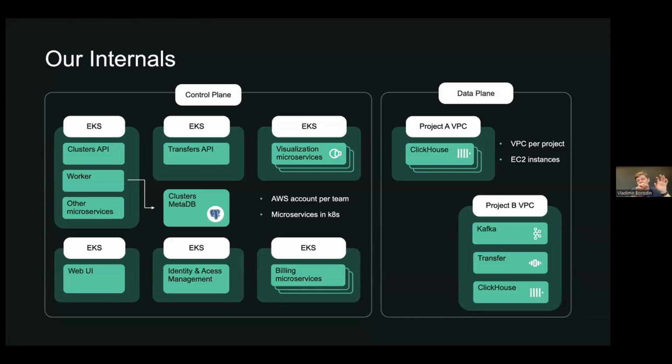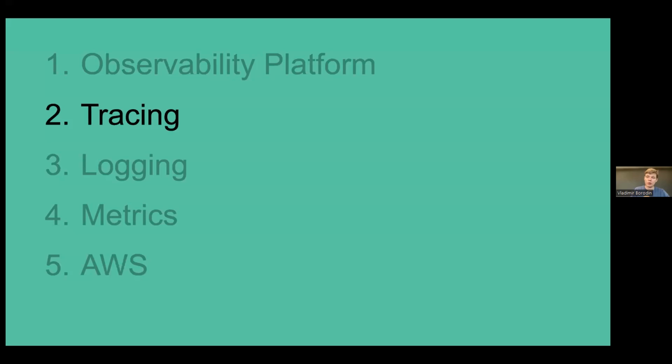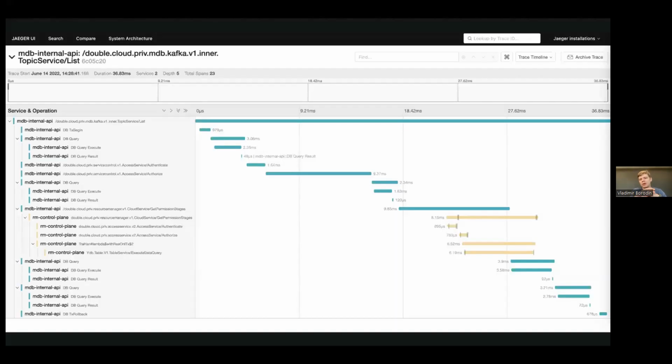These ClickHouse hosts actually are deployed into separate EC2 instances in separate VPCs. So these details would be important later in my talk. So let's start, and let's start with a tracing solution. It's kind of the easiest part.